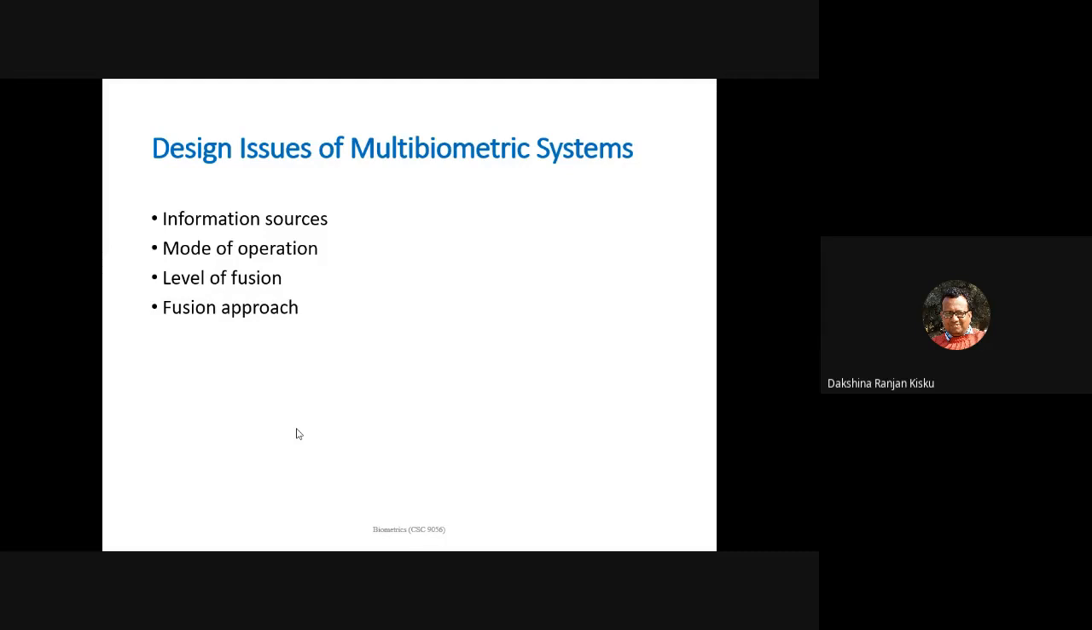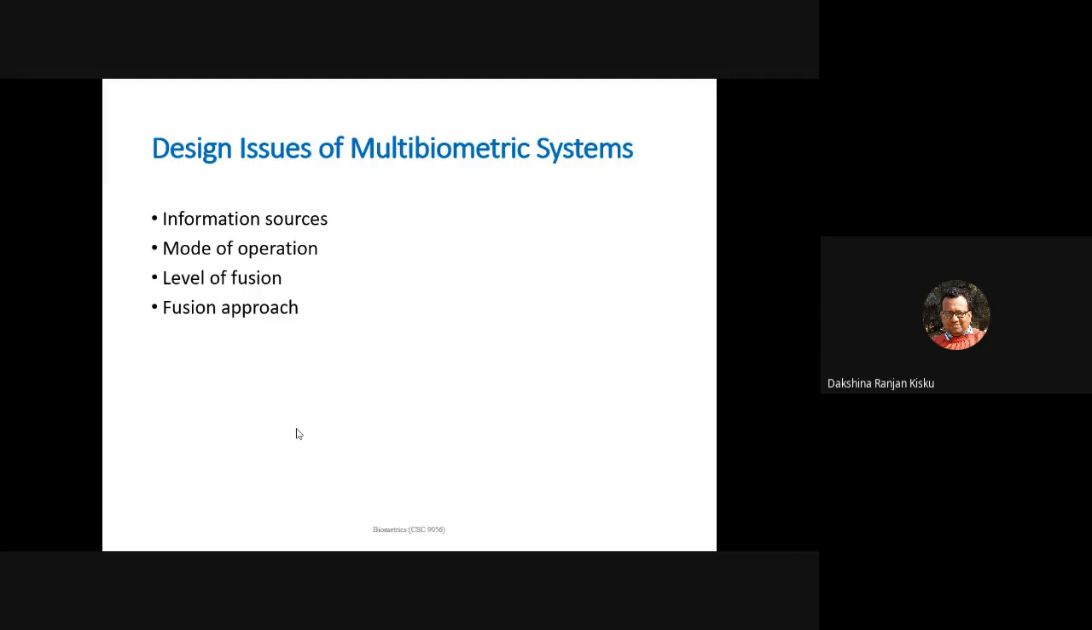Then the level of fusion. Level of fusion means at what level we can fuse the biometric systems. Fuse means to integrate the biometric systems. Whenever we think of consolidating multiple biometric evidences together, we can think at the sensor level, at the feature level, at the score level, at the rank level, and at the decision level. These are the five different levels at which we can fuse the different sources of biometric systems together to develop a multi-biometric system.